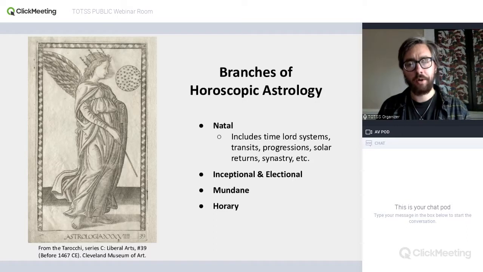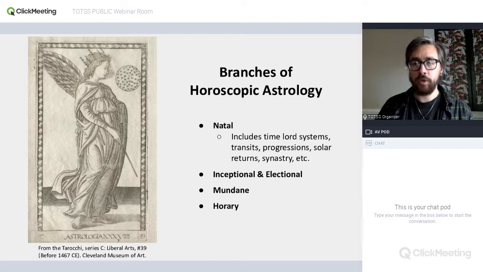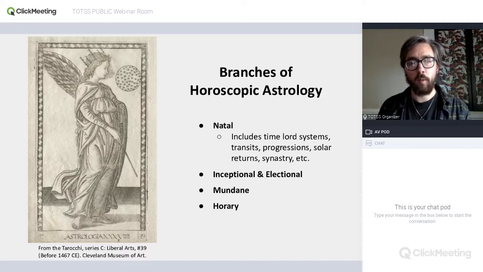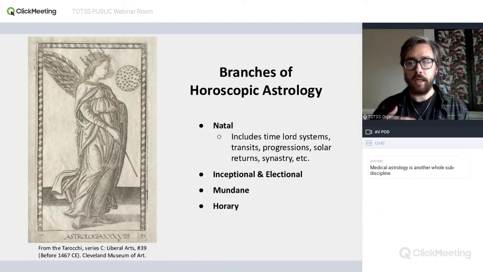Underneath natal astrology, there are also a lot of extensions of the birth chart, things like what are called Time Lord systems, transits, progressions, and solar returns. These are all used for looking at particular times during someone's life, both the timing suggested by the chart itself and different ways of using the birth chart to talk about different times in someone's life, as well as the way that the current locations of the planets, which is what's called transits, interact with an individual's birth chart.